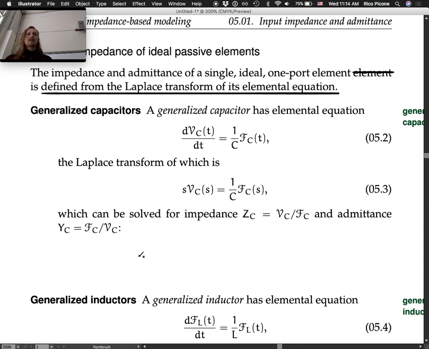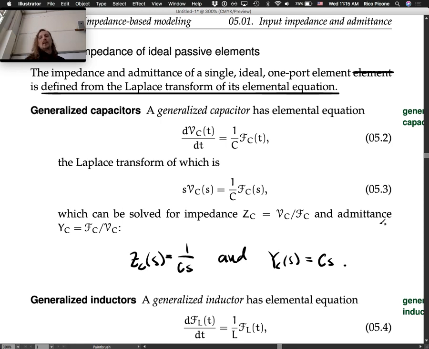What do you guys have? Zc(s) is equal to what? 1 over Cs. Very good. And Yc(s) is equal to what? Cs. Very good. So, like I said before, we mostly focus on the impedance, but knowing what the admittance is doesn't hurt anything.